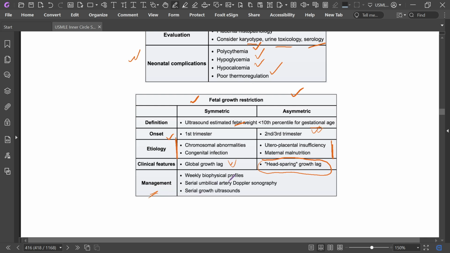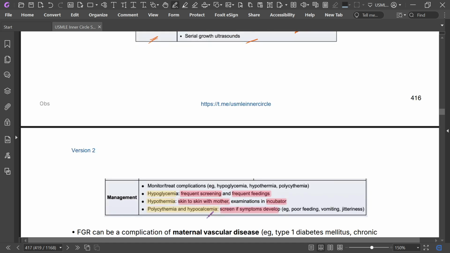How to manage: weekly biophysical profile, serial umbilical artery Doppler sonography, and serial growth ultrasound. In this way we can find out fetal growth restriction.